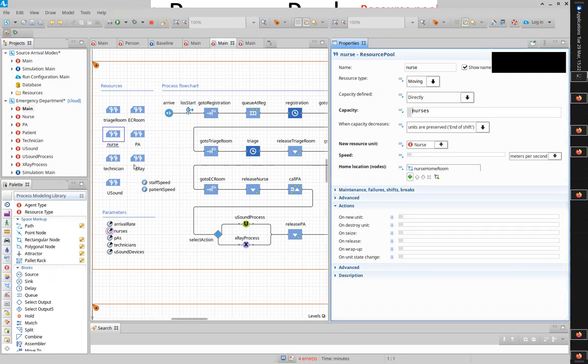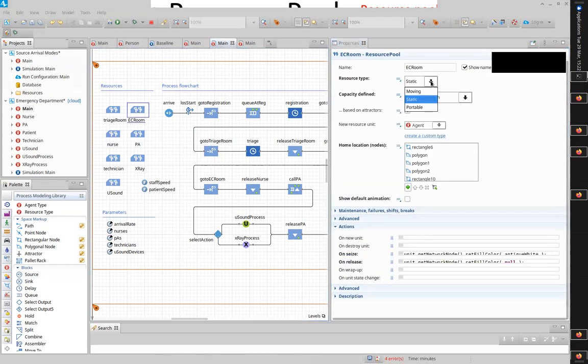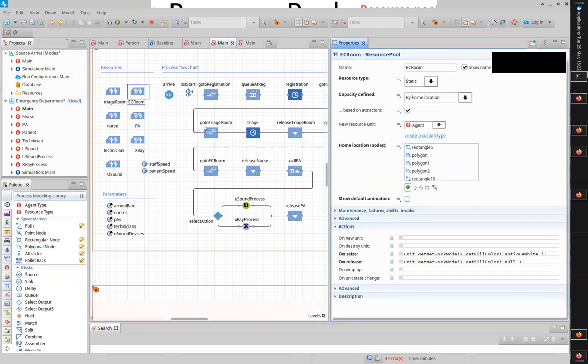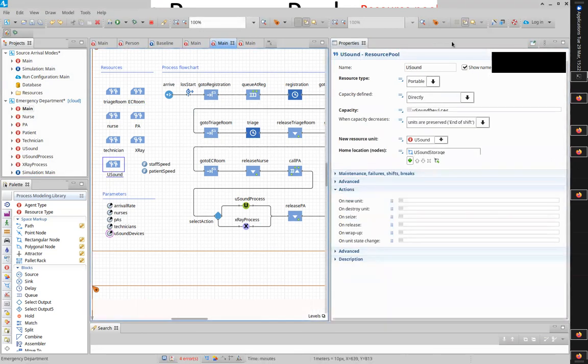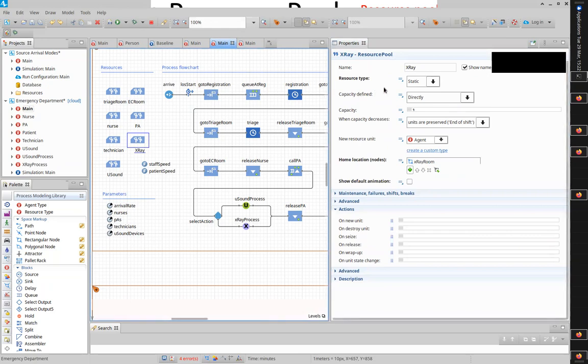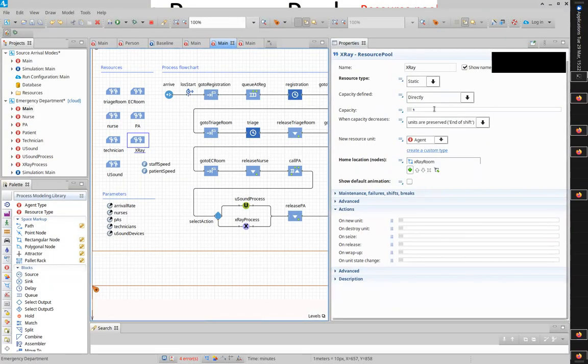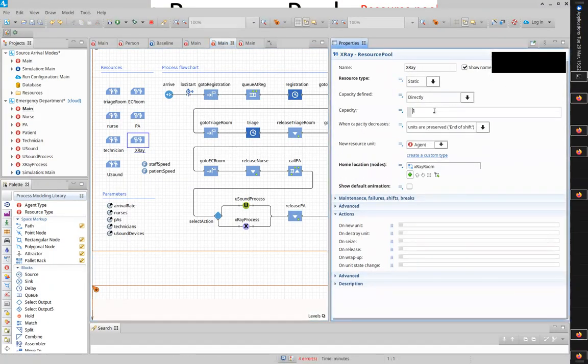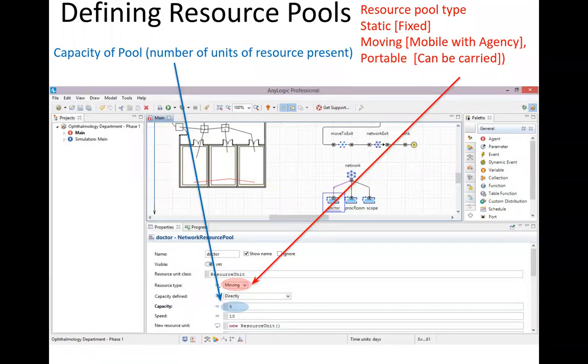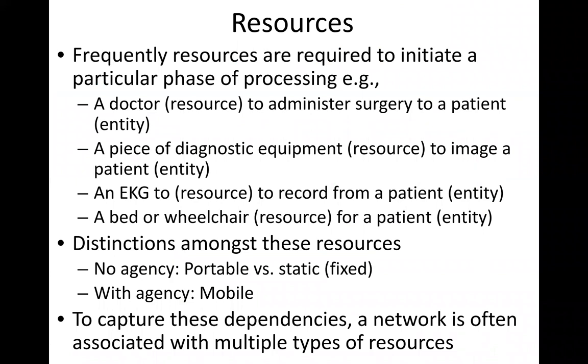By contrast, something like an EC room is a static resource. It's a fixed resource. It's not going to move. Something like an ultrasound here will be portable, so it can be moved around. Whereas something like an X-ray machine is fixed. So we have these different resources, and they have capacities. So there's only one X-ray machine, for example. So we can lay out what these resources are and the type of resource they are, the associated agent, and whether it's fixed, in other words, static, portable, or mobile.